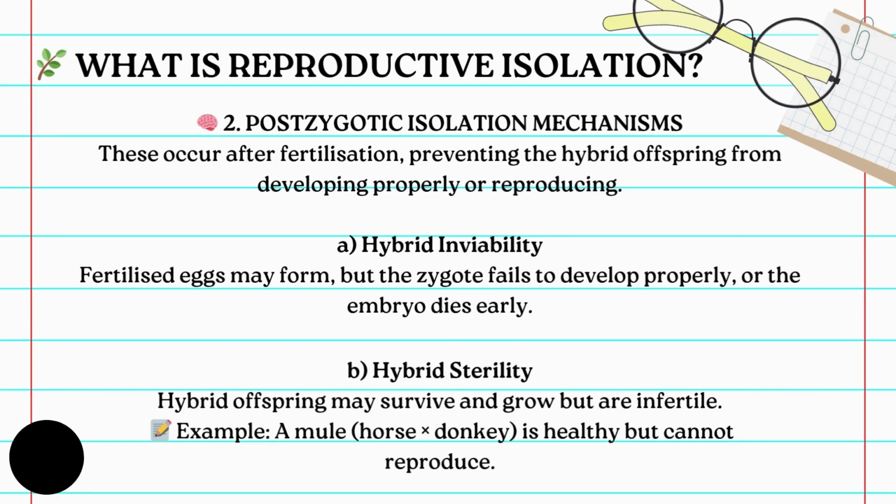And then there is post-zygotic isolation, where fertilization has already happened, but the offspring that has formed either cannot make a baby, or the zygote doesn't even survive at all. Hybrid inviability is when the fertilized egg may form but the zygote doesn't grow to be a baby; it just dies early. Or hybrid sterility, like when a horse and a donkey have a baby, which is a mule. The mule cannot reproduce, so an infertile baby has formed.